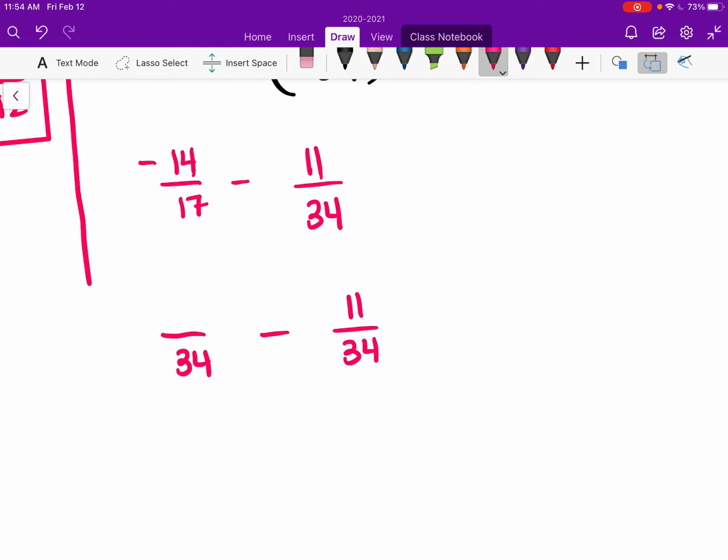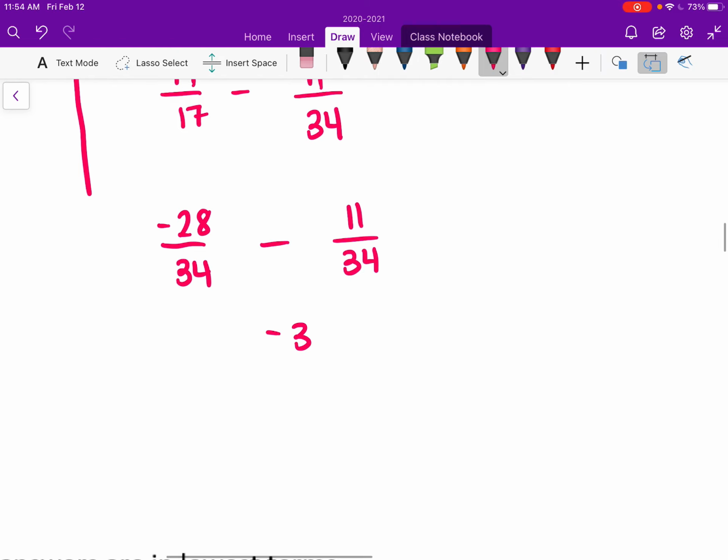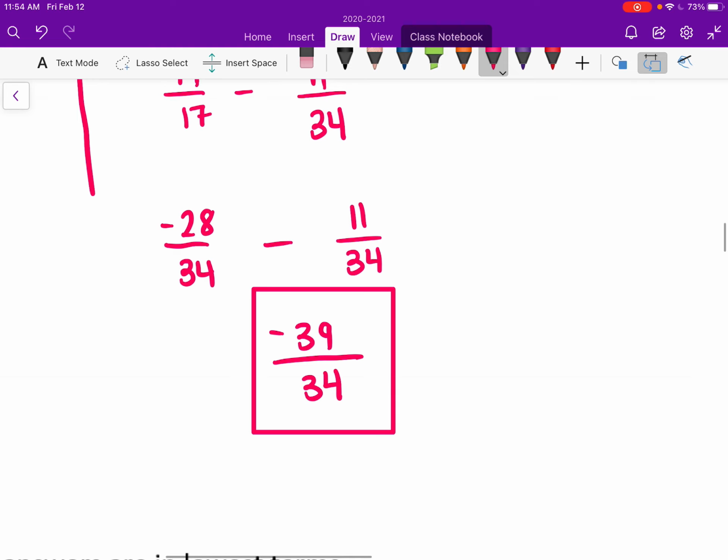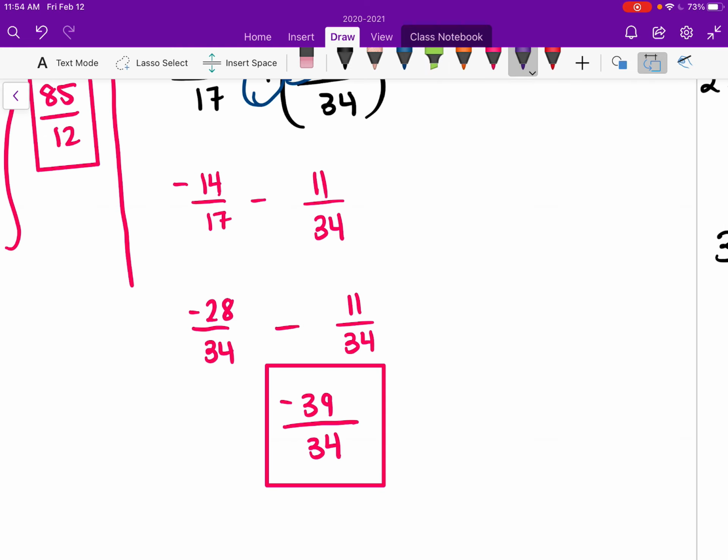So I'm going to do negative 14 times 2, which is just going to be negative 28. Sorry, that took me so long to do in my head. So we have negative 28 minus 11, which is going to give me negative 39 over 34. And that's my answer. So the important step is from here to here, you have to multiply. You're multiplying both by 2. Okay.